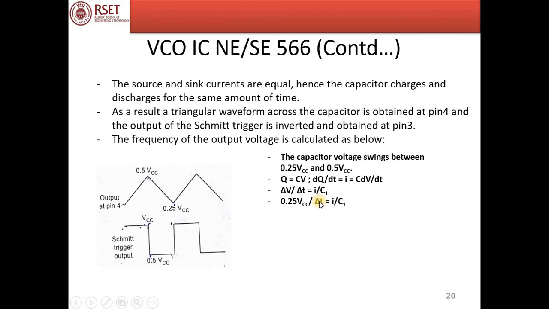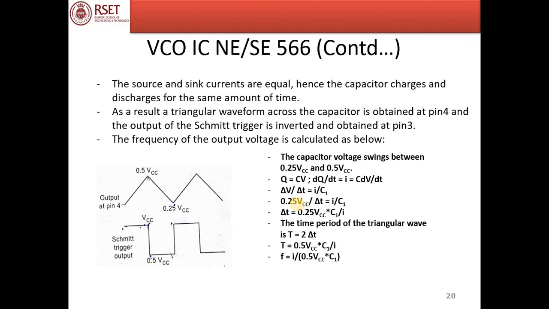Half the time period be small delta T. So delta V by delta T equals 0.25 VCC by delta T, that is equal to I by C1. So what is delta T now? Half the time period of this triangular wave is 0.25 VCC into C1 by I. So the total time period of the triangular wave is 2 times delta T, that is 0.5 VCC C1 by I. So the frequency of this triangular wave is the reciprocal of the time period, I by 0.5 VCC into C1.